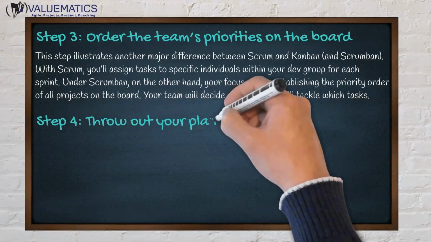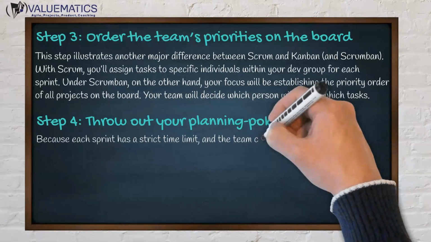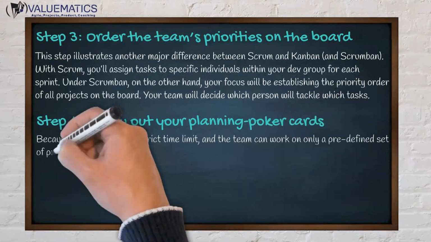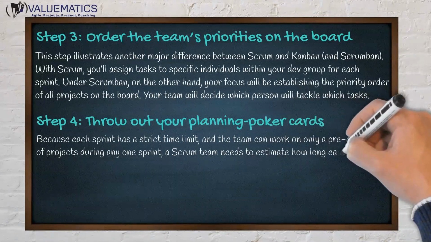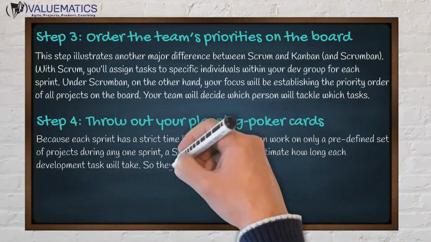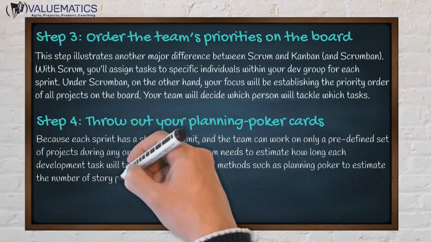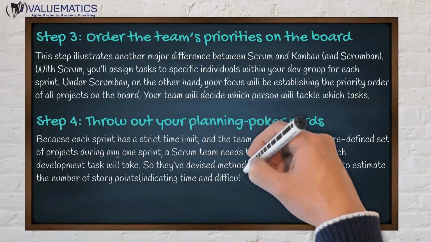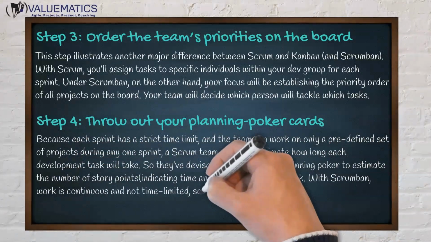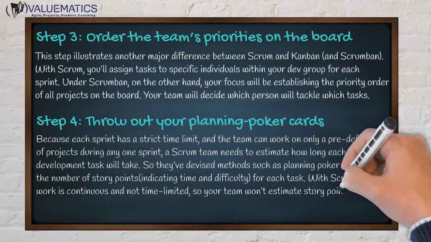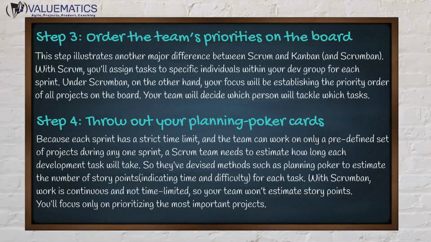Step 4. Throw out your planning poker cards. Because each sprint has a strict time limit, and the team can work on only a predefined set of projects during any one sprint, a Scrum team needs to estimate how long each development task will take. So they've devised methods such as planning poker to estimate the number of story points, indicating time and difficulty, for each task. With ScrumBan, work is continuous and not time limited, so your team won't estimate story points. You'll focus only on prioritizing the most important projects.